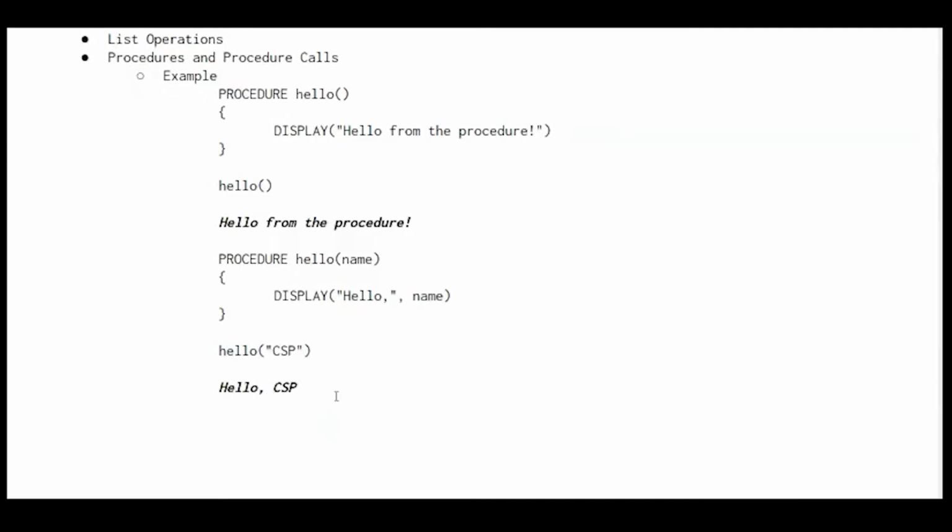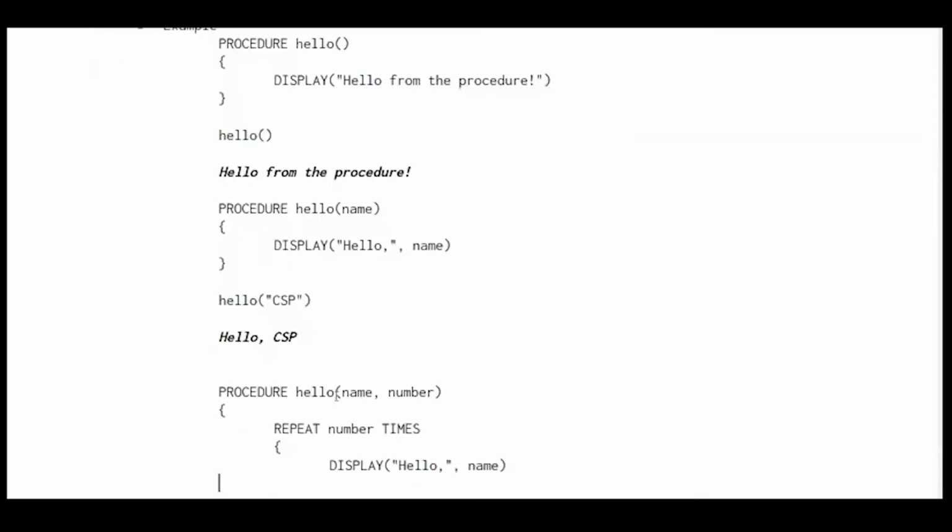Let's do another one. What if I did procedure hello, and then we'll do name, and then a number. So I'm just going to write number here. Now I can display hello, and then name, but I didn't actually use that number, which is totally okay. You don't actually have to use it. But I'm going to try to integrate other stuff that we've learned. In this case, I'm going to write repeat number times. So it's going to repeat this many times. I need the curly brace. So that needs to be there. And then I'm going to put this here like that with the curly brace.